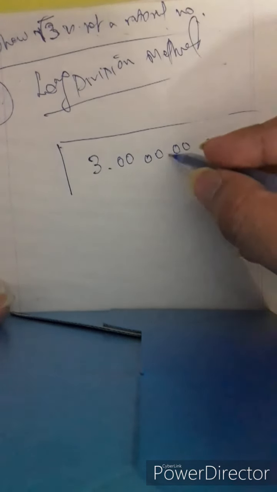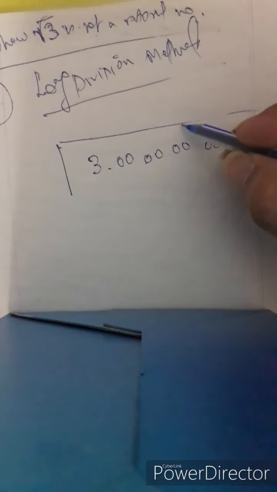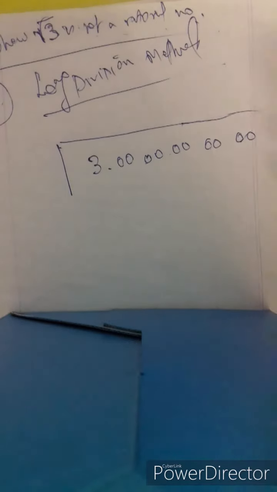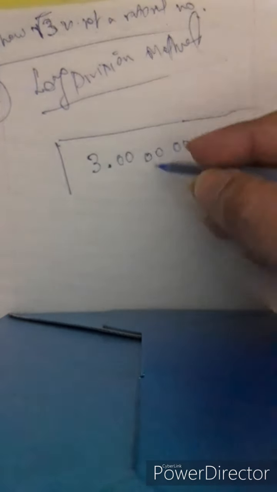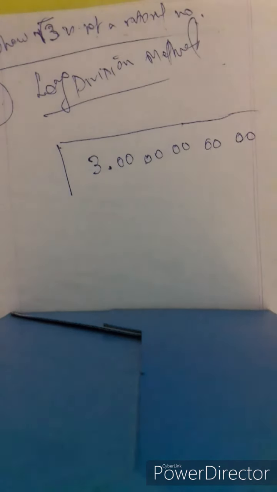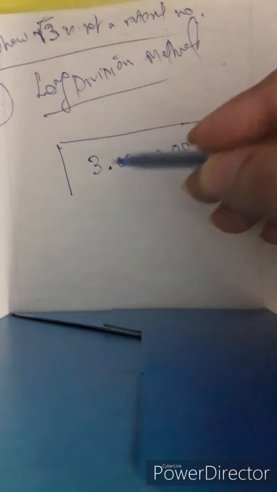Okay, 1 2 3 4 5. I am taking 3 till 2 places of decimals, after the point: 3.0000000000. So now you know how to solve using the method of long division. So how do we solve this problem?